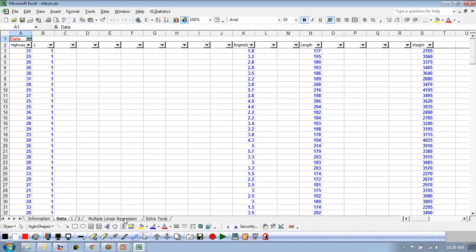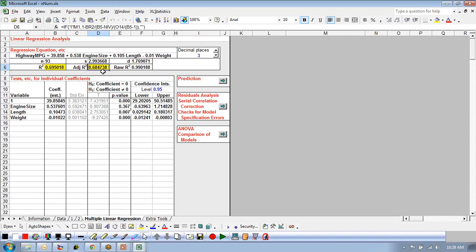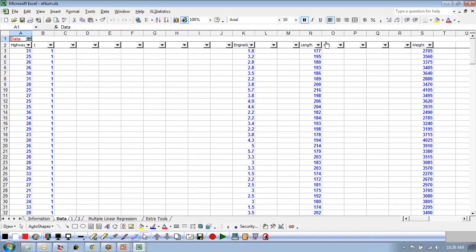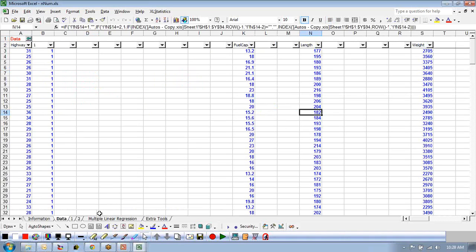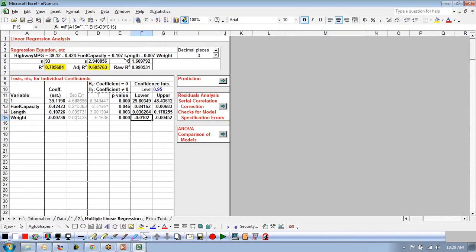Engine size. Now we may lose a significant amount because that turned out to be not significant. Yeah, we lost a little bit, but it's interesting that there's lots of different variables that we can use here because they are mutually correlated. And we go back to changing that to what it was, which was fuel capacity. And there we go. So there's our model that we're going to end up with.